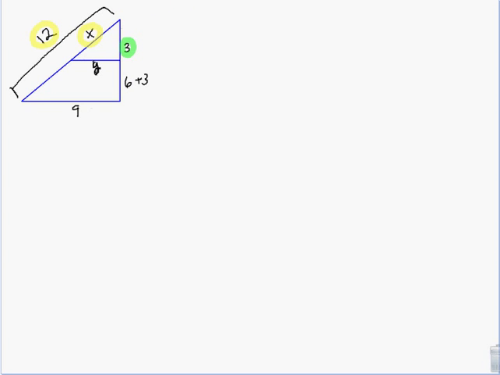Let me break it into two triangles. I have a big triangle and a little triangle. This is x, this is 12. This is 3, but this is 3 plus 6. So that makes it 9. And then this is y, and that's 9. Does that help, breaking it in half?